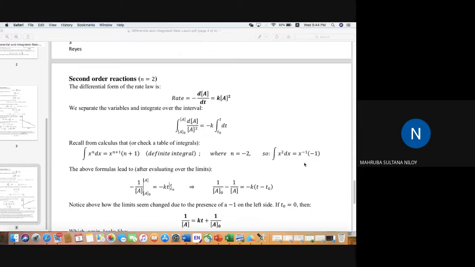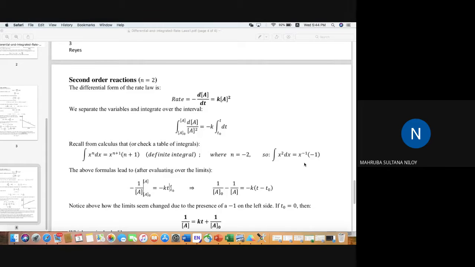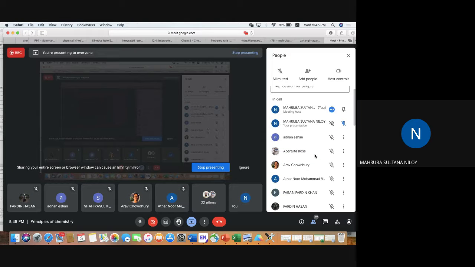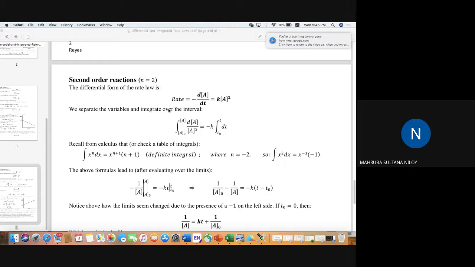So can a new person explain the second order reaction for integrated rate law? How can we get the equation? Farabi Fardin Khan, are you hearing me? Assalamualaikum, sir. Walaikum assalam. So could you please explain the integrated rate law for second order reaction?